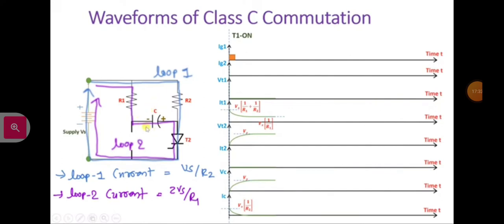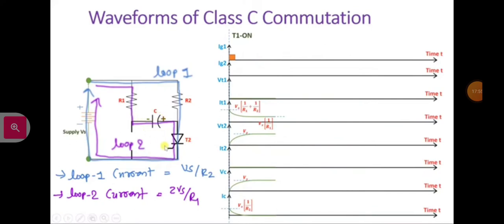and there will be capacitor current till this capacitor polarity is getting changed. So once this capacitor is getting charged by this polarity plus minus, there will be flow of current, and that current will decrease to 0 once this capacitor voltage changes to minus Vs, that is having this polarity plus minus. So here the capacitor voltage will change from plus Vs to minus Vs.